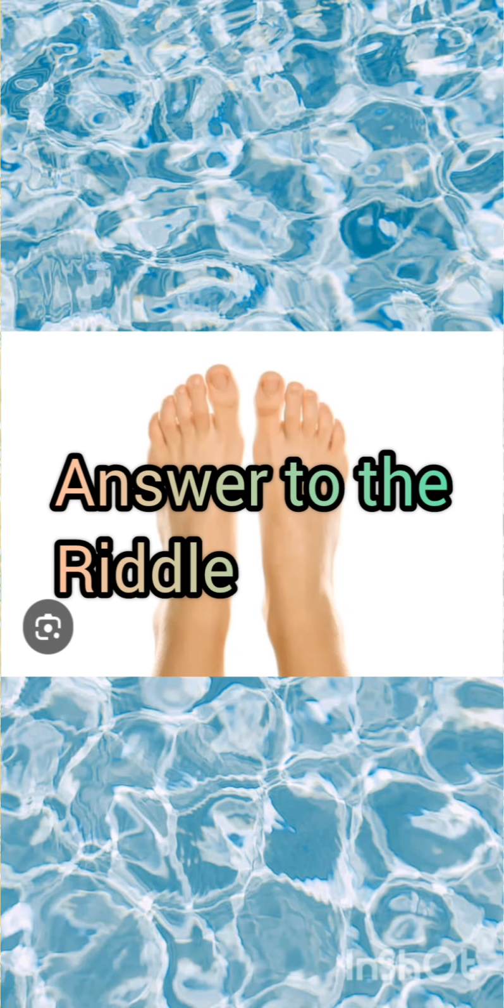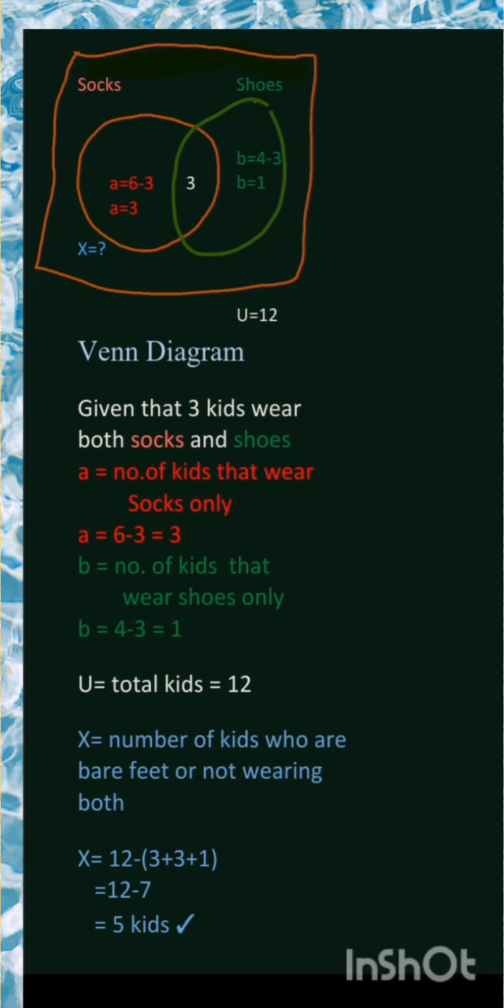This is the answer to our riddle. We simply use the Venn diagram to simplify the given details. Here we have 2 circles: the circle for the socks, which is the orange color, and the circle for the shoes, which is the green color. And in the picture, you have seen that they are intersecting.